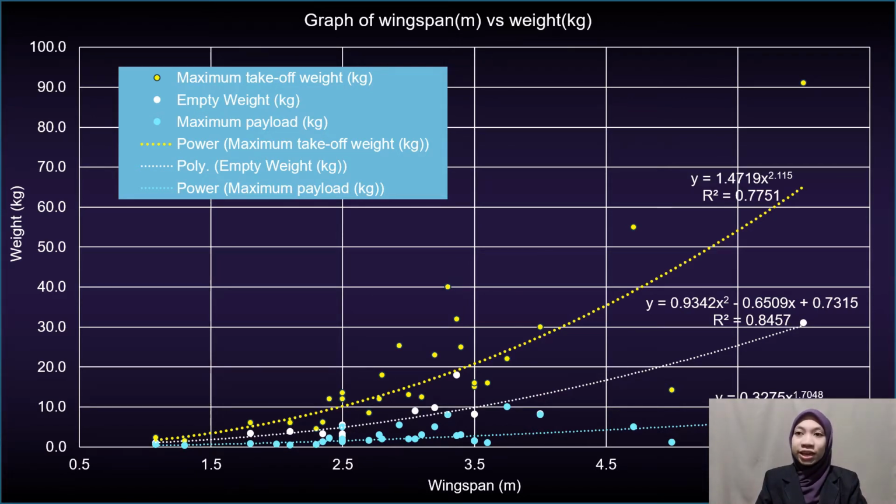Based on the graph, we can see that most of the UAVs have a wingspan of 2.5 meters to 3.5 meters. Then, mostly, the maximum takeoff weight of the UAV is between 10 kg to 20 kg. Moreover, from the trend line, we can see that the payload of the UAV is mostly 15% of its maximum takeoff weight. So, based on this graph, if we assume the wingspan to be 2.5 meters, the maximum takeoff weight of the UAV will be 10 kg.